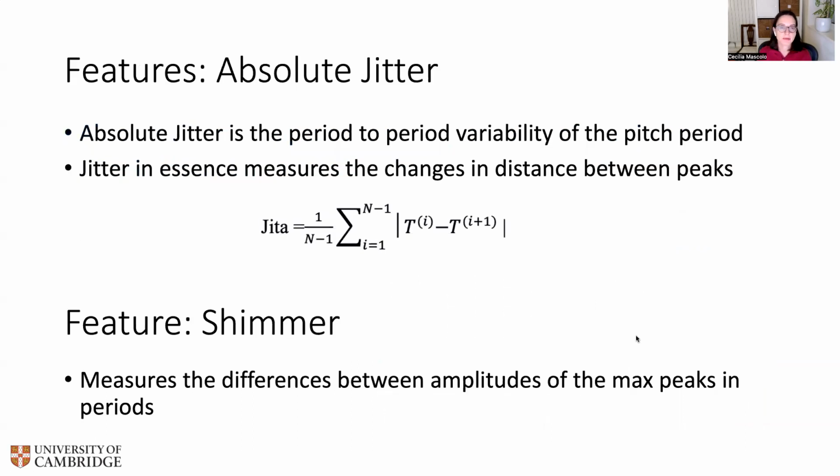So a couple of slides to talk about absolute jitter, which is the period-to-period variation of the period, essentially what I've just described. The fundamental frequency and how it changes over time describes the jitter. Shimmer is the same thing, but it does it for the y-axis, for the amplitude.